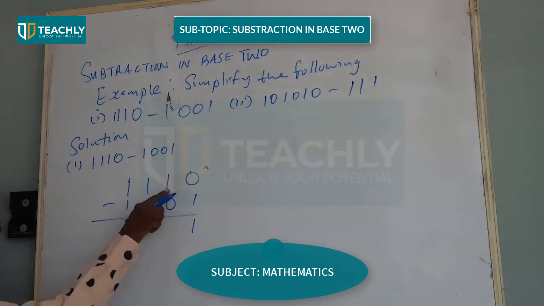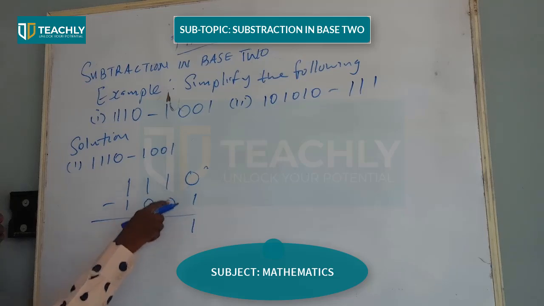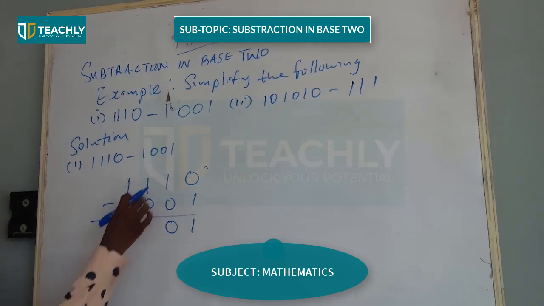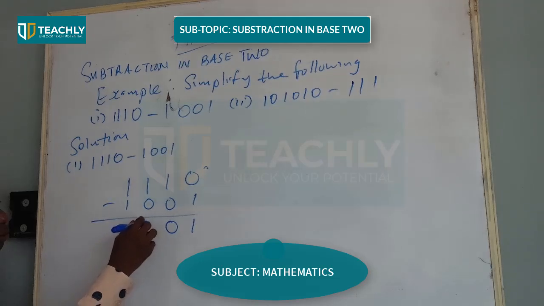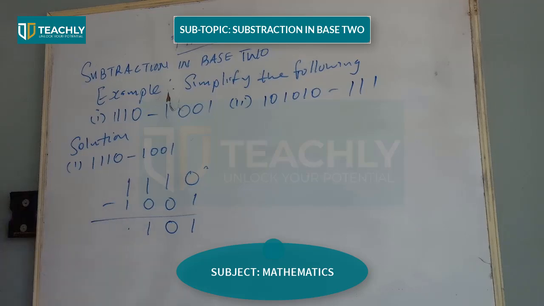Since you borrow 1 from here, this place remains 0. So 0 minus 0, we have 0. Here you have 1 minus 0, you have 1. And here 1 minus 1, 0. So you may write 0, or you may decide not to write anything here. It's still the same thing. So your answer is 1 0 1 base 2.